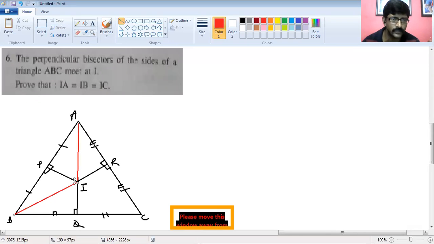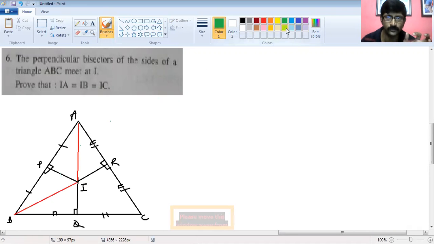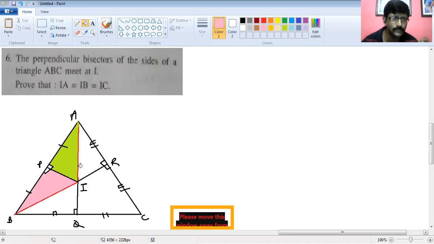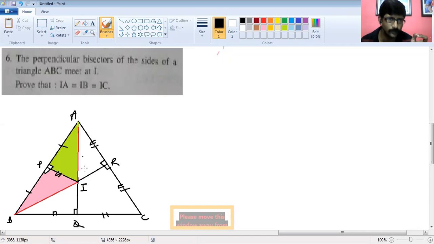Look at this. I'll choose triangle API and triangle BPI. So let me show you which two triangles I've chosen: this triangle and this triangle. Now these two triangles can be proved congruent. How? Look at this. This is a common side. AP is equal to BP because it's given. Angle P is equal to angle P because it is a right angle, and PI is equal to PI. Therefore, I could prove that AI is equal to BI.